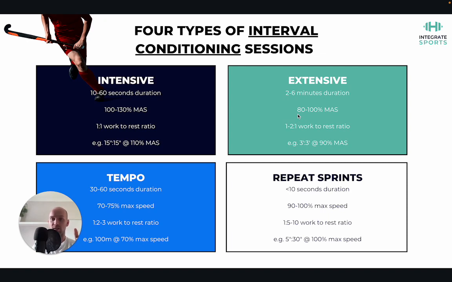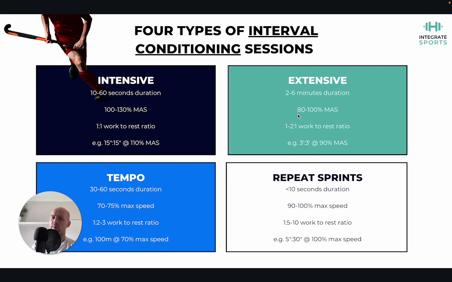Extensive conditioning on the opposite side is where we work for between 2 to 6 minutes in duration at speeds between 80 to 100% of MAS. So this is below 100%. What we're trying to do here is really accumulate volume of work below 100% of our maximum aerobic speed.